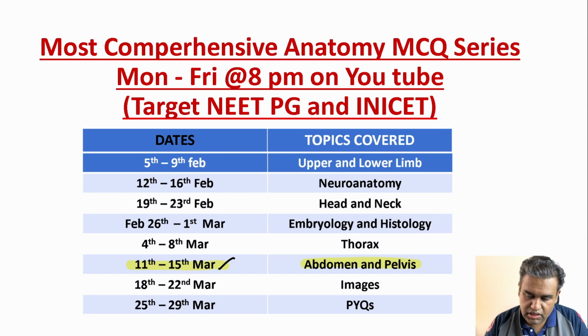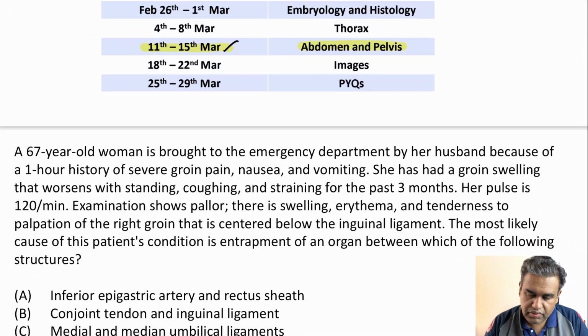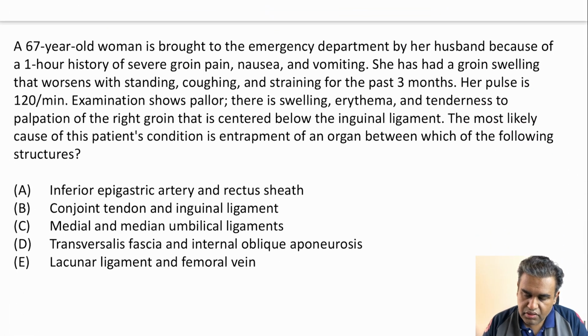Here's the first MCQ of the day. A 67-year-old lady is brought to the emergency by her husband because of a 1 hour history of severe groin pain, nausea and vomiting. She has had a groin swelling that worsens with standing, coughing and straining for the past 3 months. So the history is of 3 months, but the pain and nausea and vomiting is of 1 hour.